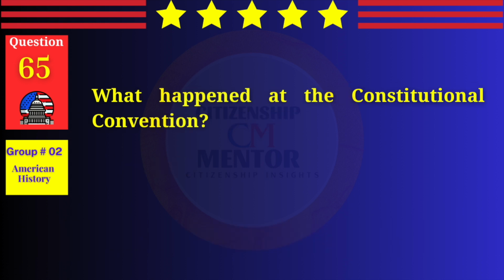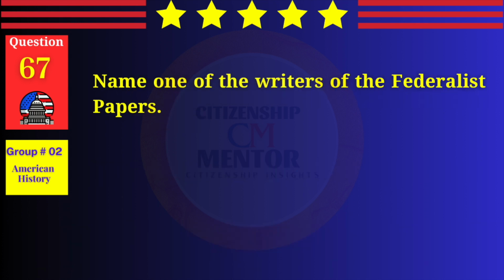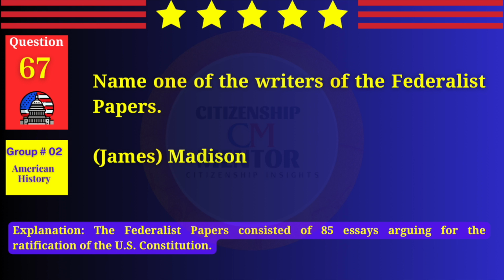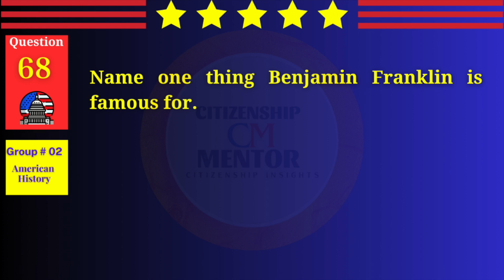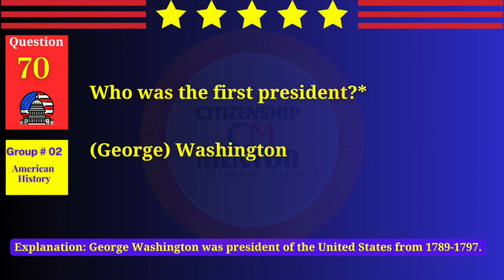What happened at the Constitutional Convention? The Constitution was written. Name one of the writers of the Federalist Papers. James Madison. Name one thing Benjamin Franklin is famous for. U.S. diplomat. Who was the first president? George Washington.